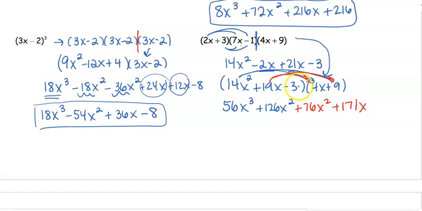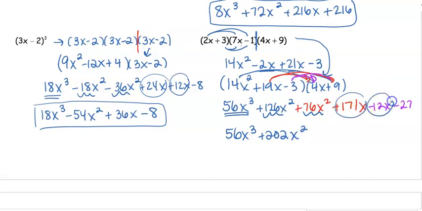171x. We distribute the negative 3. Negative 3 times 4 is 12x. Oh, that's a negative. Negative 12x. And then negative 3 times 9 is a negative 27. Once we have everything all multiplied out, combining like terms. We have the 1 cubed term. We combine the x squared, so 126 and 76 is 202x squared. Those x's together to get 159x minus 27.